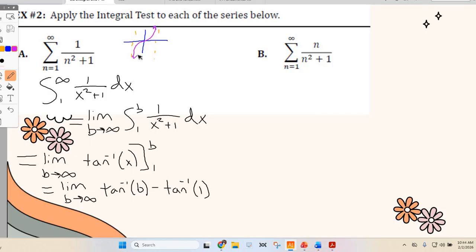Or let's also think about tangent is what over what? Sine over cosine. So it's going to have vertical asymptotes when cosine is 0. And when is cosine 0? Or when's the first place that it's 0 on our unit circle? Pi over 2. Yeah, so this is pi over 2. This is negative pi over 2. So as my y values are shooting up, what's my x value going to be getting closer and closer to? Pi over 2.